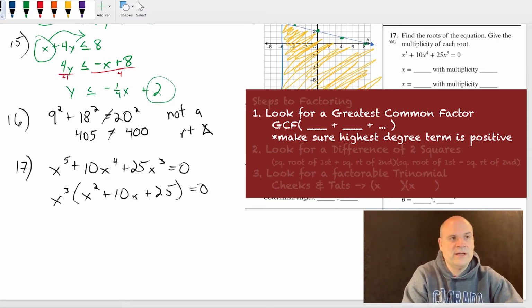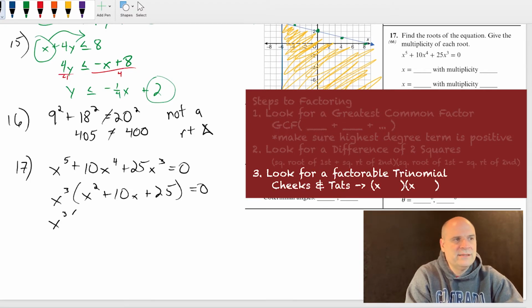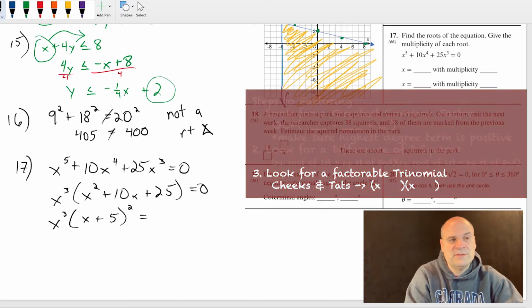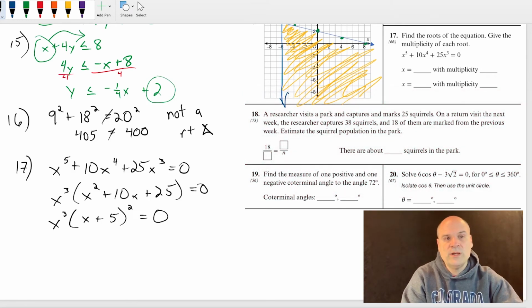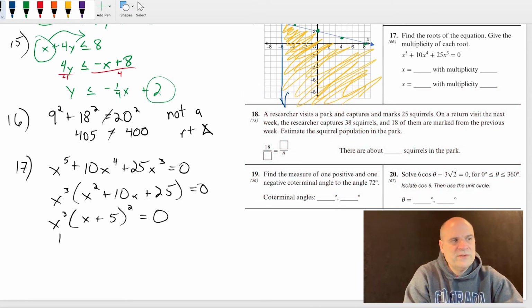All right, now we're going to factor that trinomial. This is a square trinomial, so x plus 5 squared, or x plus 5 times x plus 5 equals 0. So what are our solutions? What will make that 0? Well, 0 will, okay? But it's cubed, so there's 3. This has a multiplicity of 3.